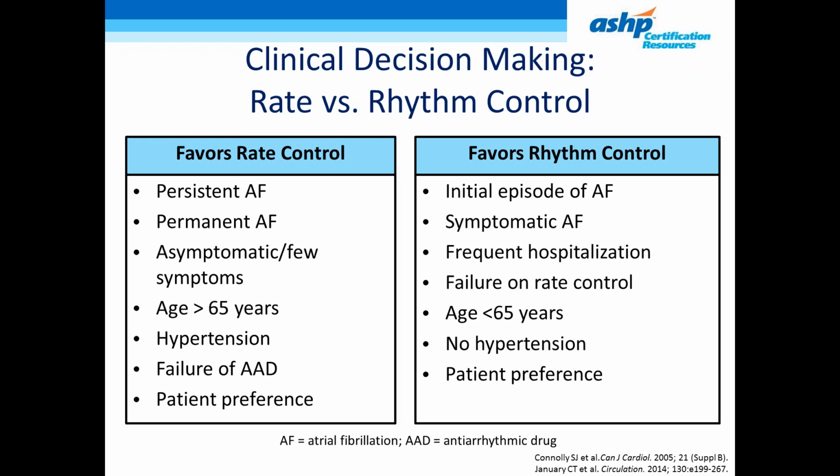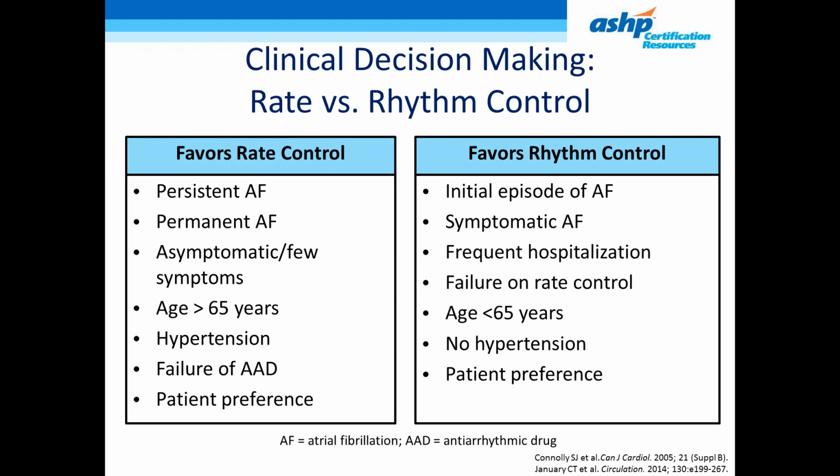What patient characteristics then would favor rhythm control? Those patients with the first or initial episode of atrial fibrillation, particularly those that are severely symptomatic at onset. Also, those patients with frequent hospitalizations. Many times we'll see hospitalizations related to rapid ventricular response that require IV therapy for control. These patients may also favor rhythm control. Patients that have failed on rate control may also choose the rhythm control strategy. Patients less than 65, those patients with no history of hypertension, and then finally patient preference.